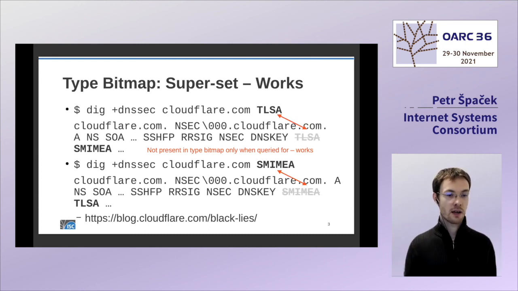Again, when the client asks for SMIMEA, we can see that the type bitmap is again huge, but it has the bit flipped for SMIMEA, which is not present, and the TLSA is there even though it wasn't there in the previous query. This type is fine in the sense that it doesn't break anything, it works.